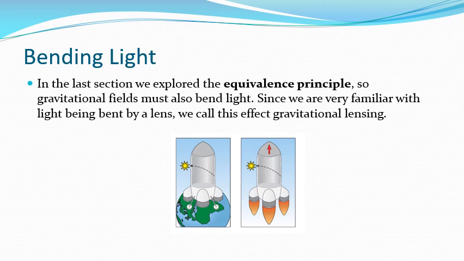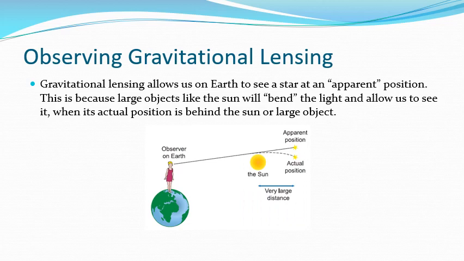Okay, the equivalence principle said that if acceleration bends light, then gravitational fields are also going to bend light. And we call this effect gravitational lensing. So here's a diagram that might show us what gravitational lensing is actually doing. So the actual star could be positioned behind another star, let's say our sun, but it appears to us as if it is coming from that straight line because we're not aware that the large mass object like the sun is going to bend the light.